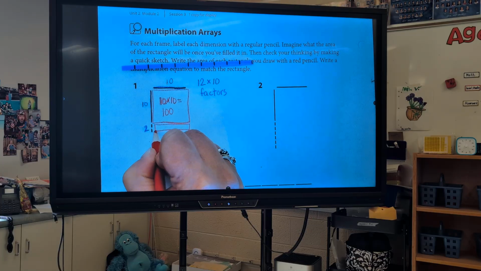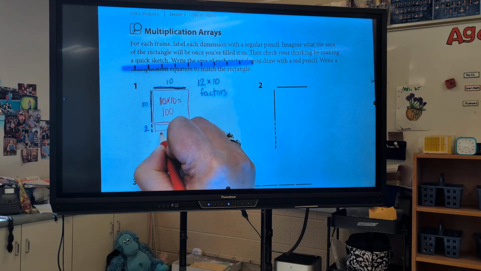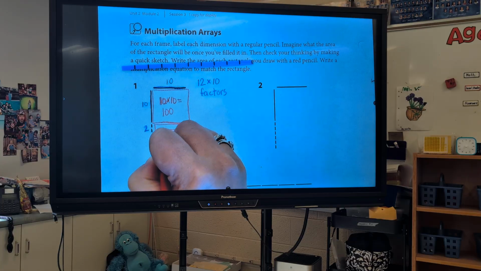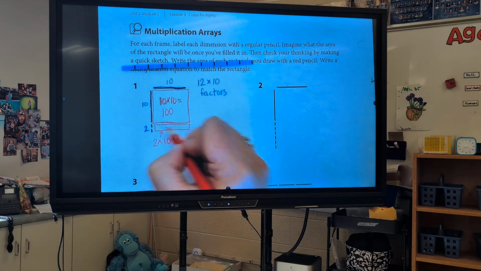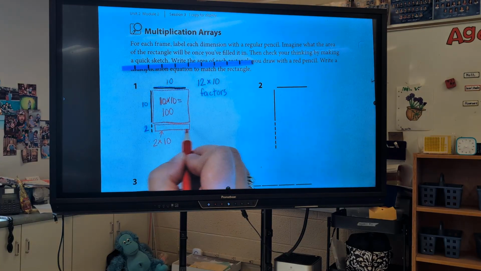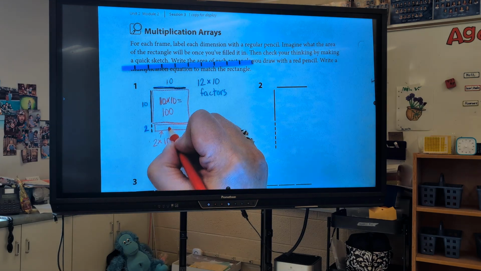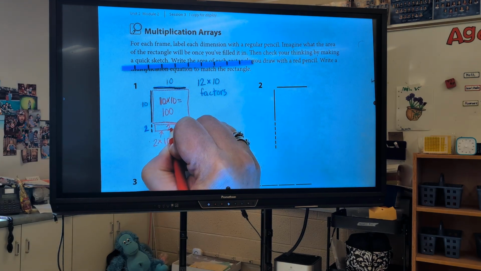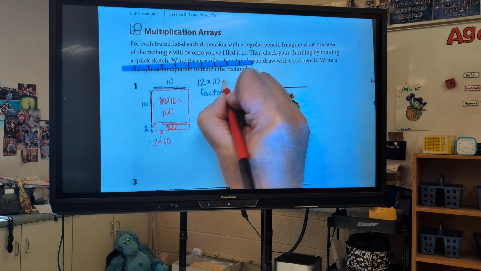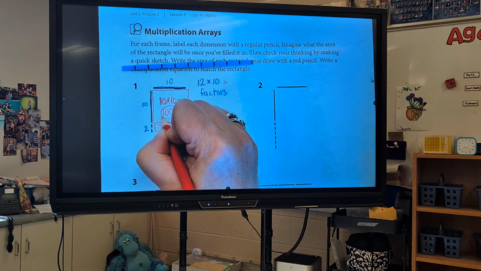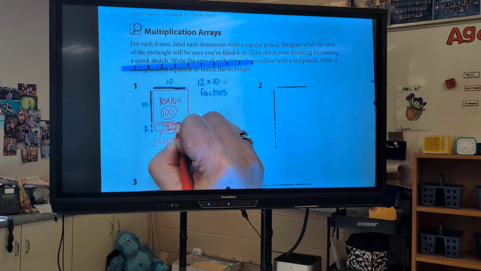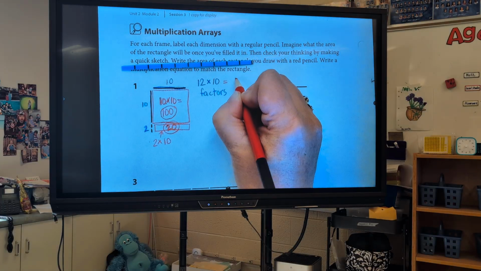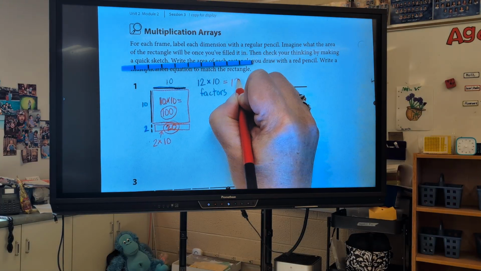So you're really doing the equation 2 times 10, and you're picturing 2 strips here, each 10 long. So that would equal 20. And then the answer is those amounts put together. 100 plus 20 is 120.